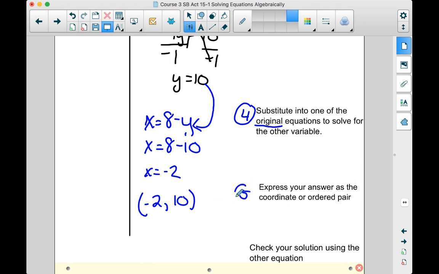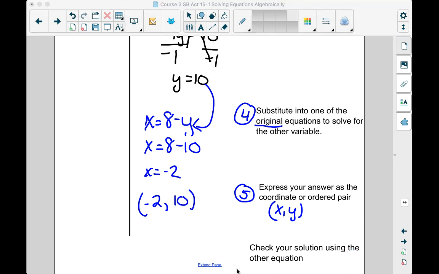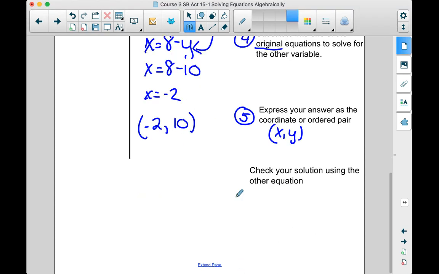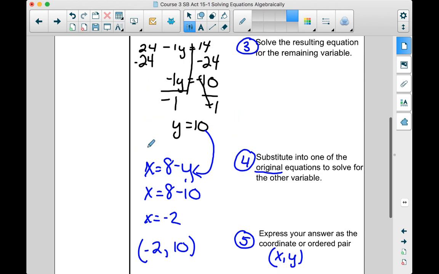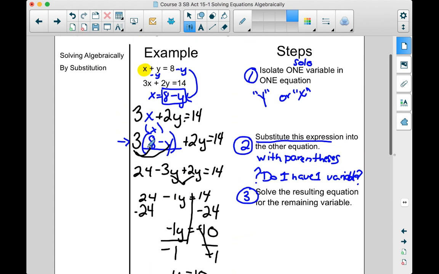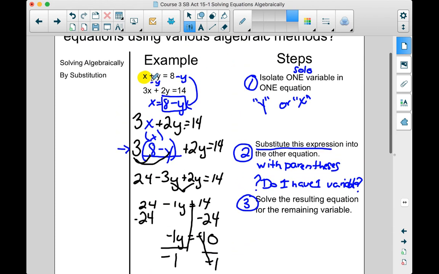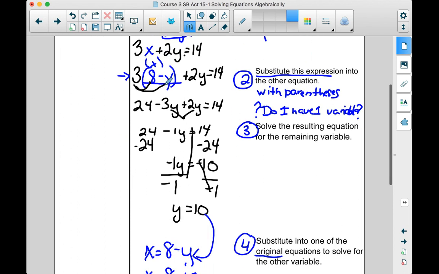My fifth step is to express the answer as a coordinate or an ordered pair, which is always x comma y. So here it says check your solution using the other equation. Now this is so crucial, and I think you actually have to write this in your notes. I think that it's cut off, so make sure that you write this. So if I go back up, the equation that I'm talking about when I say the other equation is, I solved for x using this first equation. So I'm going to check my answer using the second equation.